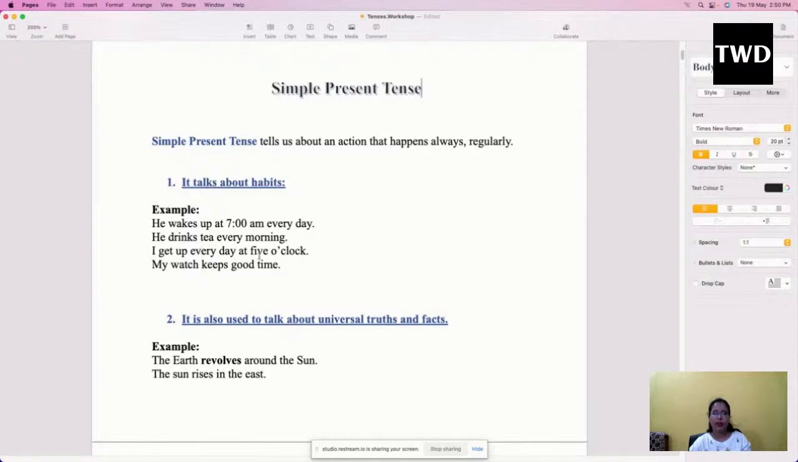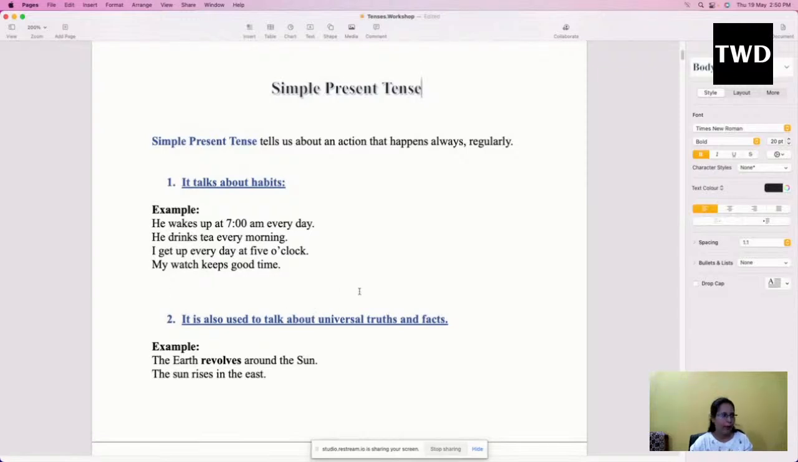he drinks tea every morning. Okay, I get up every day at 5 o'clock. My watch keeps good time. So in all these sentences we have subject plus verb, subject plus verb, subject plus verb. We don't have any helping verb in between.